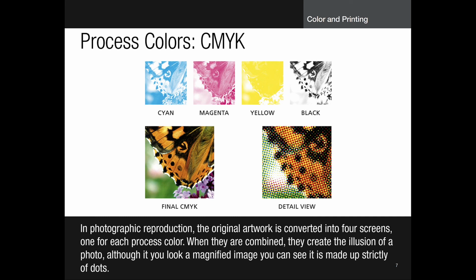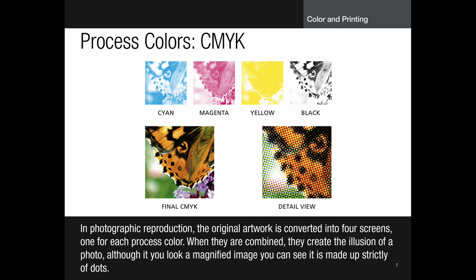So here's the way it works. If this is your artwork on the screen where it says Final CMYK, when it goes through the printing process, it goes through what we call the RIP, the raster image processing. It will take the artwork on your screen and reduce it down into these four screens at the printer. When the printer combines them, that will end up looking like four color or full color photographic art.